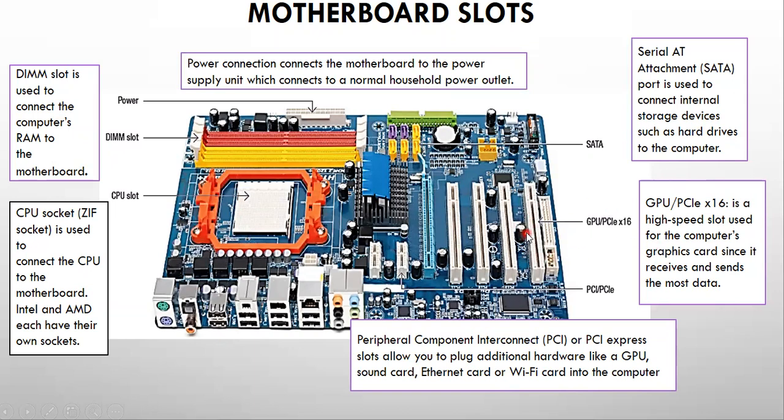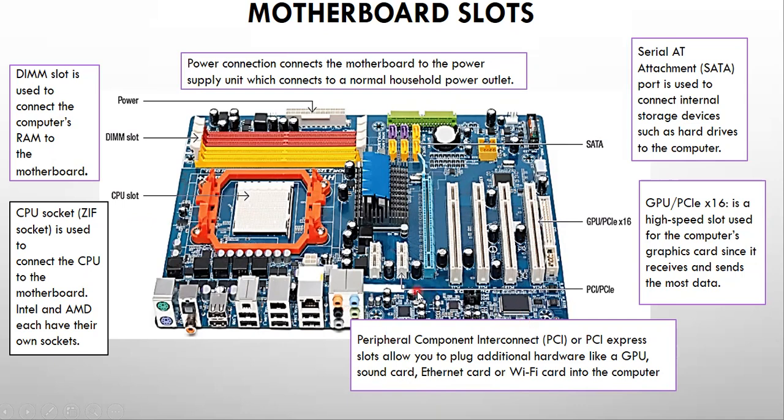This is your GPU/PCI Express. It's a high-speed slot used for the computer's graphics card. So you slot in your graphics card here. It's high speed because it sends and receives the most data. Your graphics card, because of its graphical display, sends and receives the most data. So this is a high-speed slot.